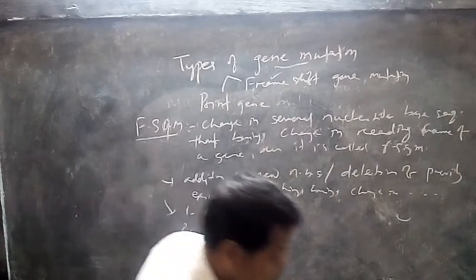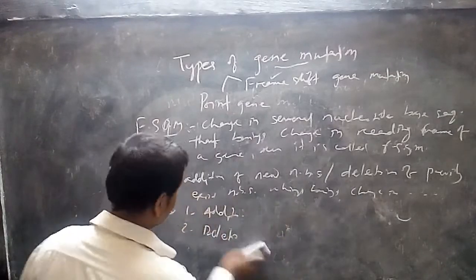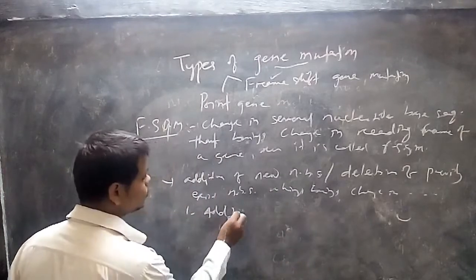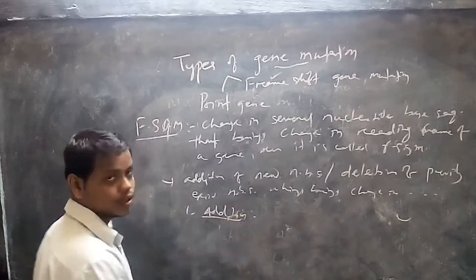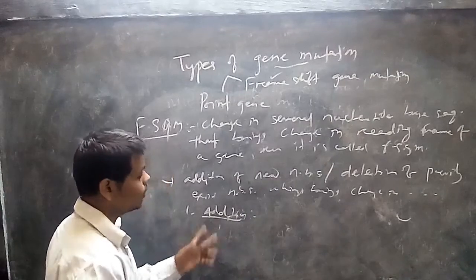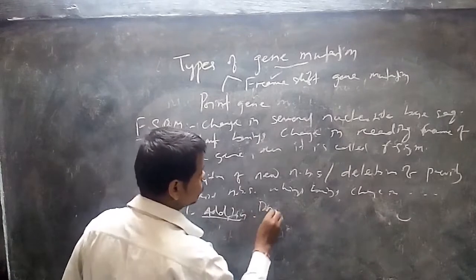Okay, see an example. First we are going to discuss about addition frame shift mutation. This is very important for short question. What is frame shift mutation? See, by an example we will get understood better. Addition of point mutation.